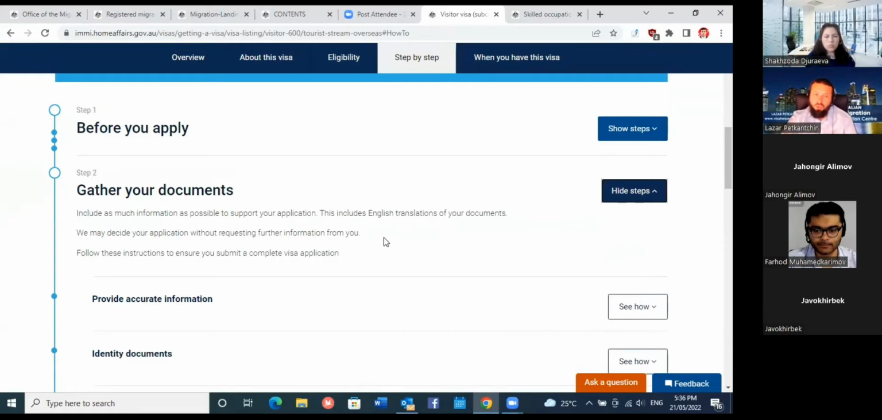So to answer your question, it is a little bit more difficult if you have a Uzbek passport, but you're not being prevented from applying, and you're not being prevented from having a tourist visa. It's just that the case officer wants more documents, more information to make sure that the person going to Australia is a genuine tourist, genuine visitor. So I hope that helps. Hope that answers your question.